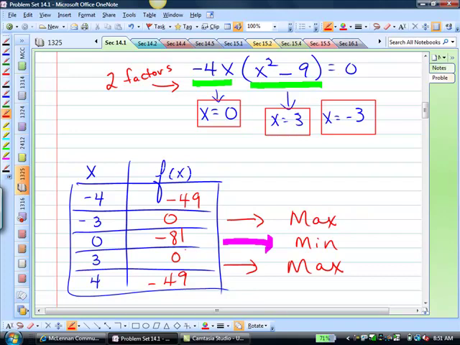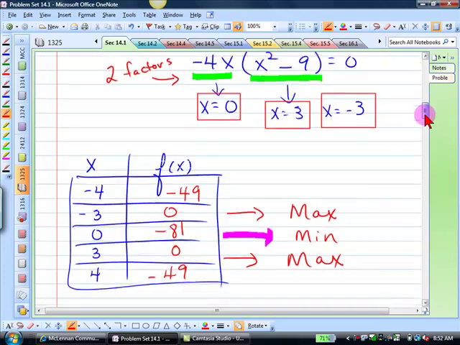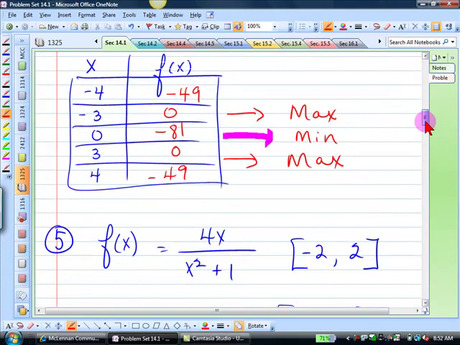Not so bad. Take the derivative, find the critical numbers, evaluate those and the endpoints, and find your max and min. So this is just more application of the derivative is what we're doing. Questions on that one? Okay.